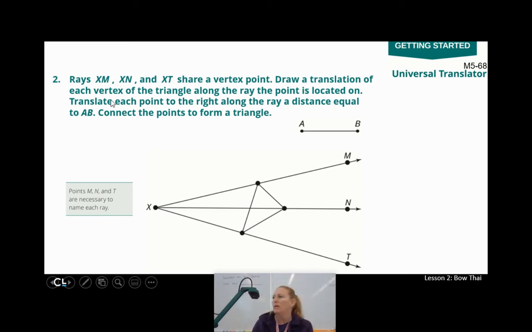I want you to draw a translation of each vertex of the triangle along the ray the point is located on, just like last time. I want you to translate each point to the right along the ray, a distance equal to AB, and then, of course, connect your new points to form a triangle. Just like we did last time, go ahead, hit pause, work it out, hit play when you're ready to check your work.